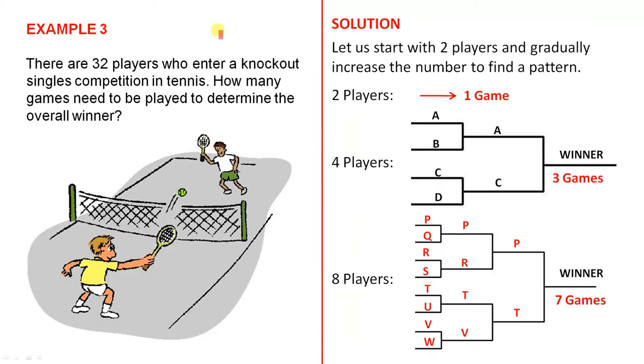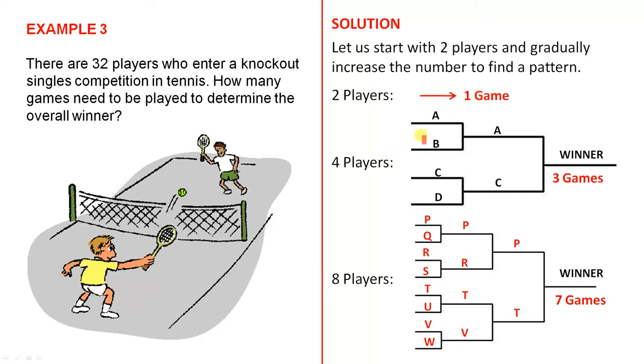Example 3. There are 32 players who enter a knockout singles competition in tennis. How many games need to be played to determine the overall winner? Solution. Let us start with 2 players and gradually increase the number to find a pattern. Naturally, if you only have 2 players, you have 1 game.